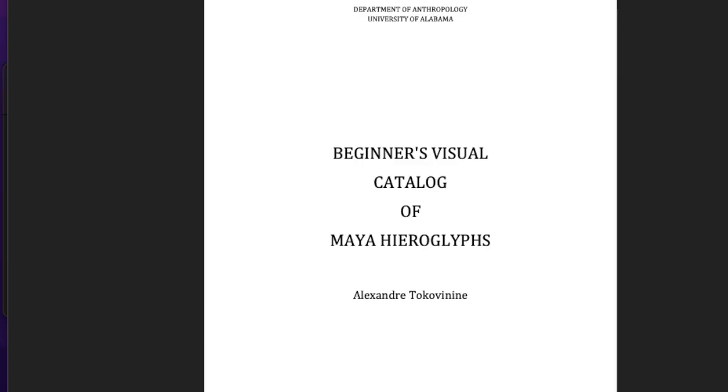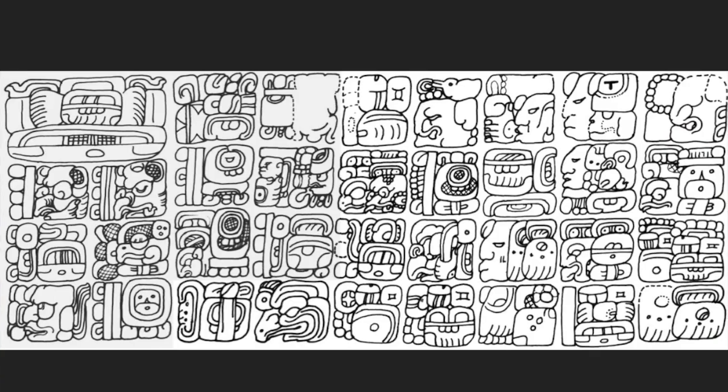Thanks to Dr. Alex Tokovinin for allowing me to reuse glyphs and other material from his catalog of ancient Maya hieroglyphs. This paragraph of ancient Mayan text records the coronation of a king. There are lots of blocks, and each individual block is either a word or a short phrase. It looks complicated at first, but like most things, if we break it down, it becomes clear.